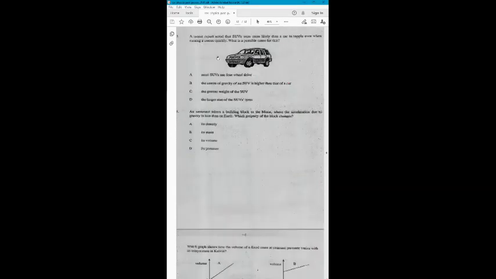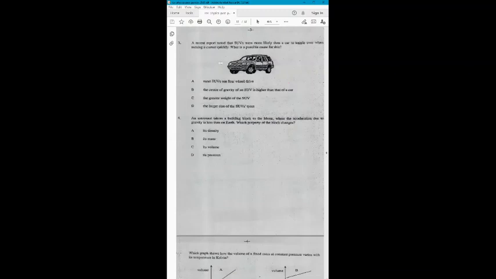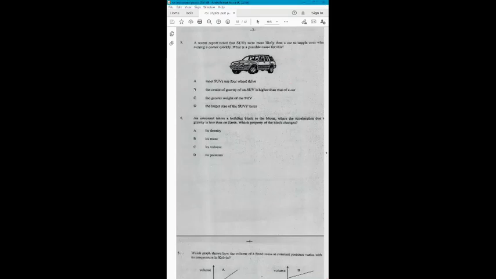Okay, number 3. A recent report noted that SUVs were more likely than a car to topple over when turning a corner quickly. What is a possible cause for this? Well, an SUV is a much taller object, so its center of gravity is going to be higher than that of the car. Okay, so our answer here is going to be B.